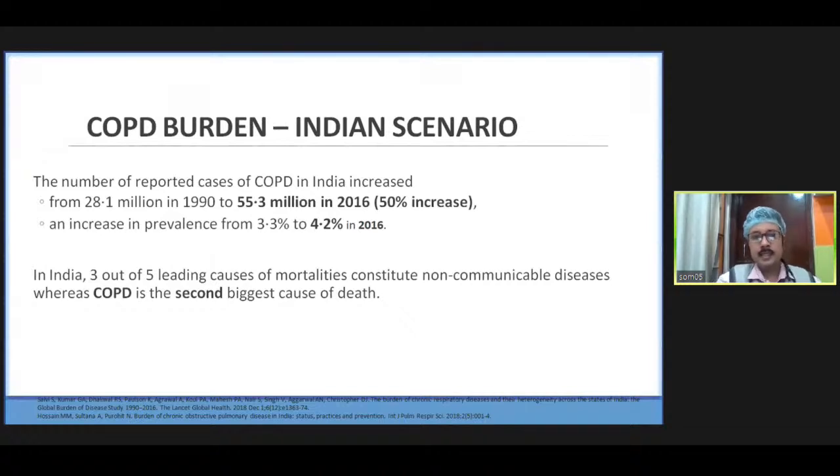Now, the COPD burden in the Indian scenario. You can see here, the number of reported cases of COPD in India was around 28.1 million in 1990, and now it is almost 55.3 million in 2016. That is around a 50% increase, with prevalence rising from 3.3% to 4.2% in 2016, and the trend is still increasing in 2020. In India, 3 out of 5 leading causes of mortality are non-communicable diseases, and COPD is the second biggest cause of death here.